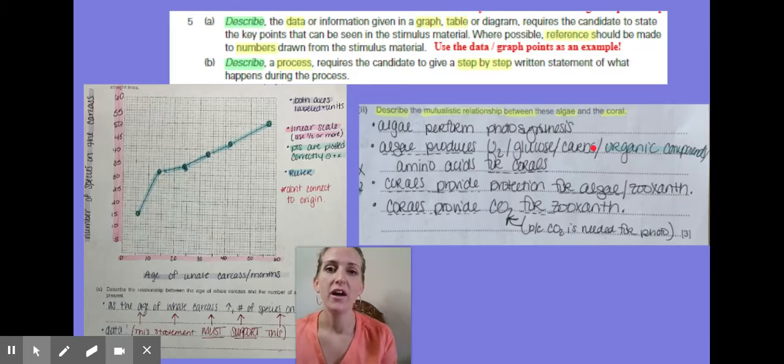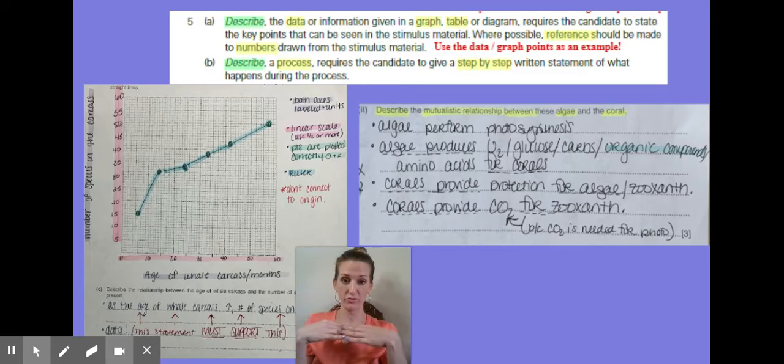Describe the data or describe a process. So describe. Describe is really like, walk me through this procedure, or walk me through what you're seeing on a graph.